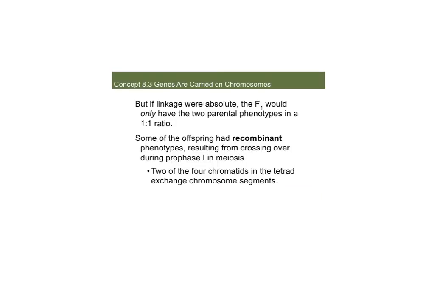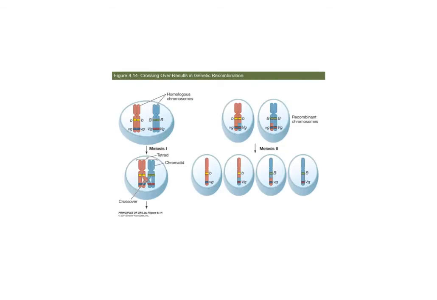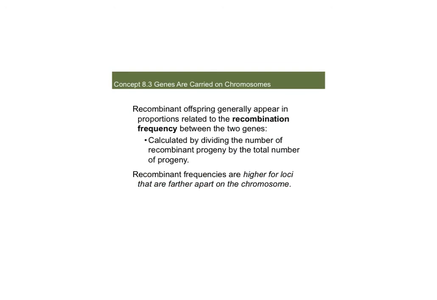But here's the catch. The linkage wasn't absolute. It wasn't that they never recombined. There were still some offspring that had a recombinant phenotype, resulting from that crossing over that we would expect to see in prophase 1. So you can see that there was crossing over that did occur. So we started to look at recombination frequencies. This is the recombinant offspring that appears in a proportion. And here's the important part. The recombinant frequencies are higher for loci that are further apart on the chromosome.